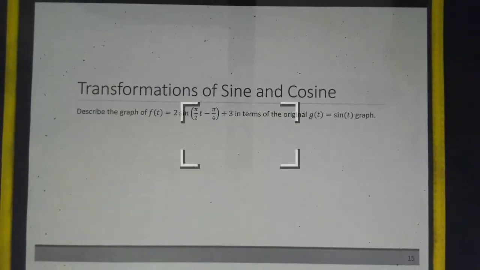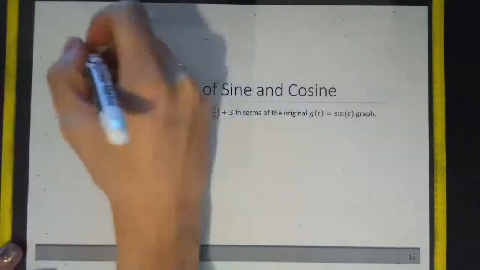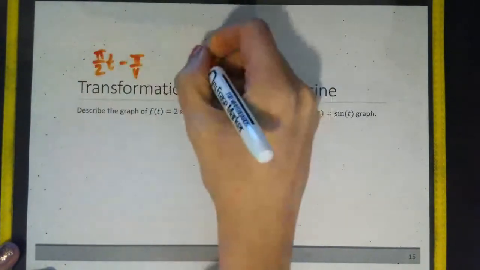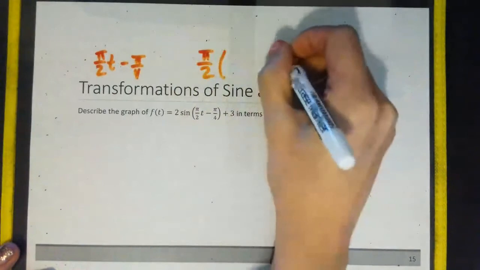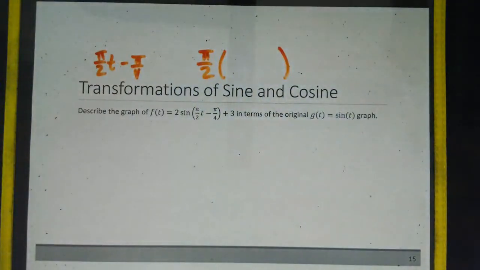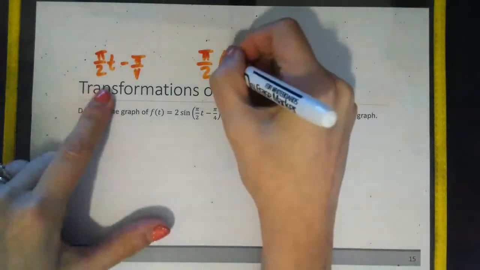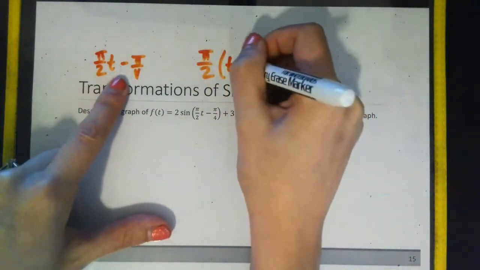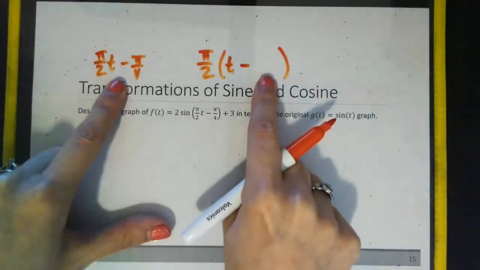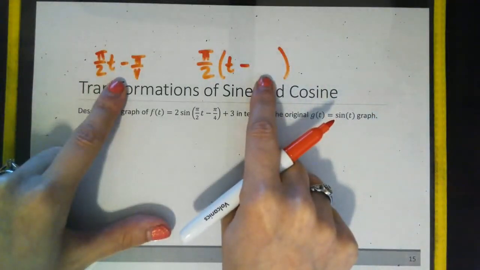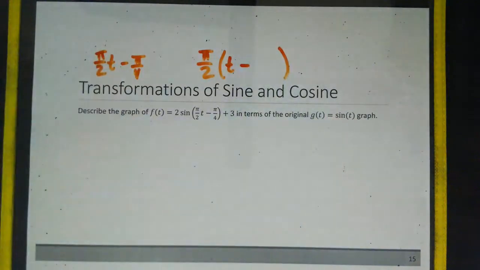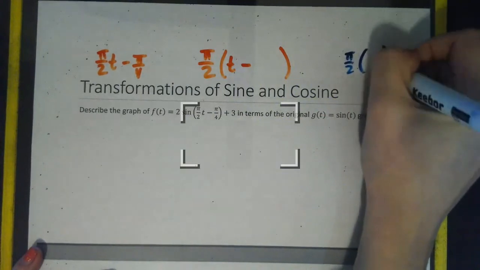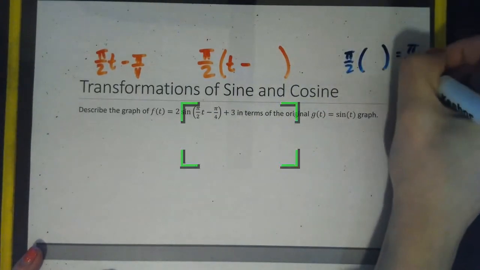So if we take a look at this pi over 2 t minus pi over 4, I need to factor pi over 2 out front and figure out what's left in parentheses. So definitely a t here, because pi over 2 times t gives me my pi over 2 t. Then we have a minus sign. I need to figure out what goes here. So what we're asking ourselves is pi over 2 times what gives us pi over 4.